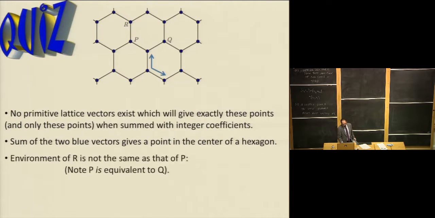The third definition is that the environment of all points should be the same, and the environment of R is not the same as the environment of P. R has another point to its south, whereas P has a point not to its south, but to its north. So P and R are inequivalent points. P and Q are equivalent.